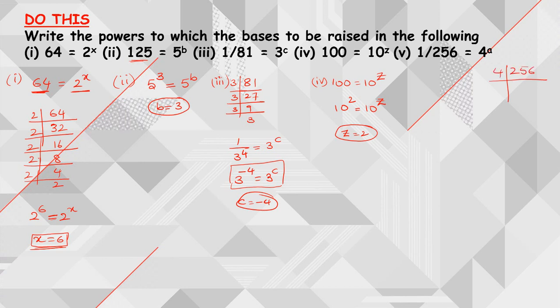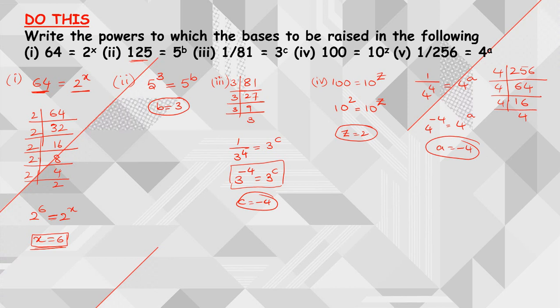So 256, so in the 4 table, 4 sixes are 24, so 4 fours are 16. Again in the 4 table, 16 fours are 64. Again in the 4 table, so 4 times. So it is nothing but 1 by 4 raised to the power of 4 is equal to 4 power a. Again, 1 by 4 power 4 I can write as 4 power minus 4, which is equal to 4 raised to the power a. So from this, a is equal to minus 4 we can write.